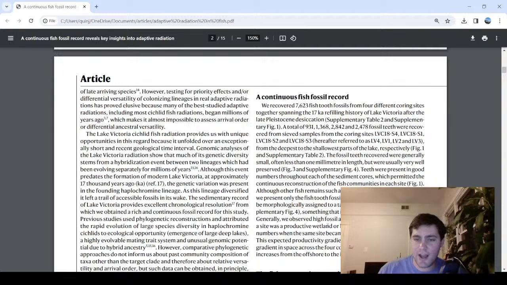Generally, we observed high fossil abundance in periods of time where the site was a productive wetland or littoral zone, followed by a drop in numbers when the same site became a deep open lake habitat. This expected productivity gradient through time repeats itself as a gradient in space across the 4 cores, where the cumulative abundance increases from the offshore to the inshore.